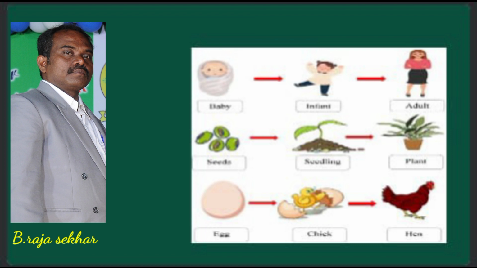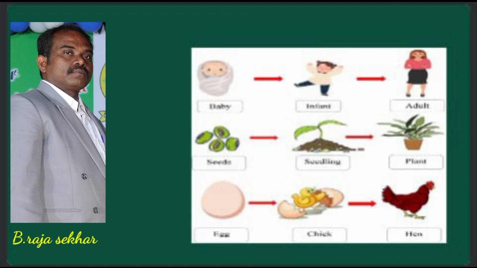First, human: baby to infant, infant to adult. Growth is one of the characteristics of living organisms like human beings. Next picture, seeds. Seeds develop into seedlings, seedlings to plants. This is also a characteristic feature in plants.